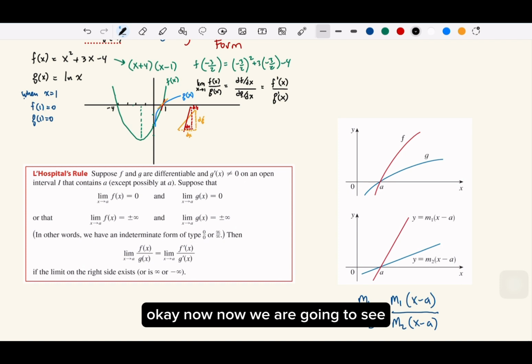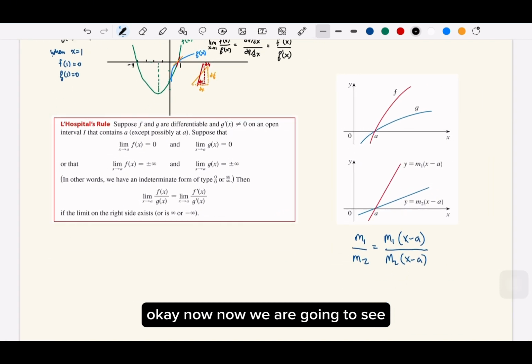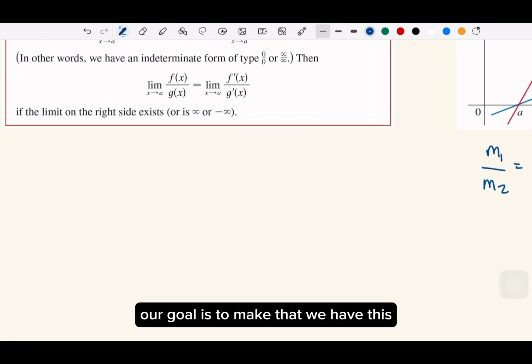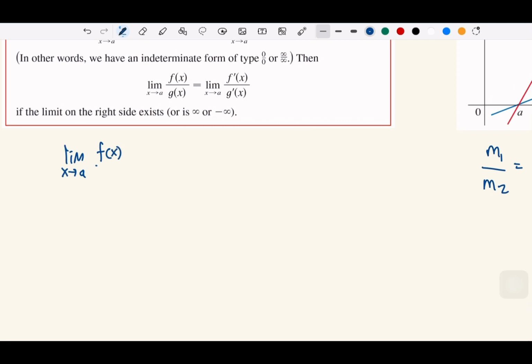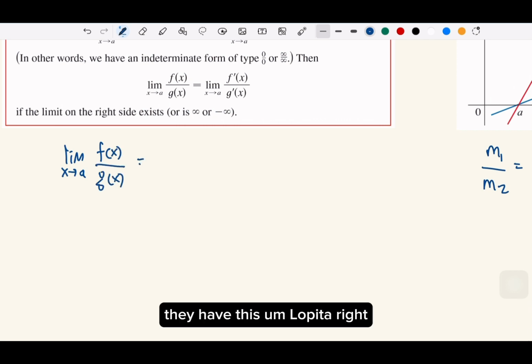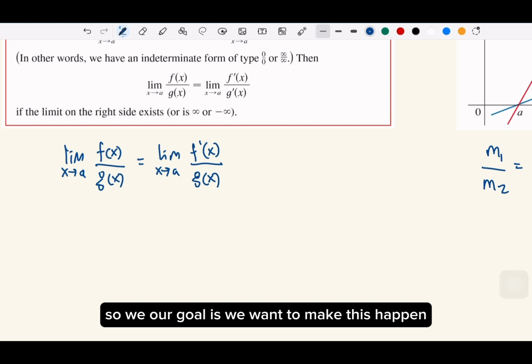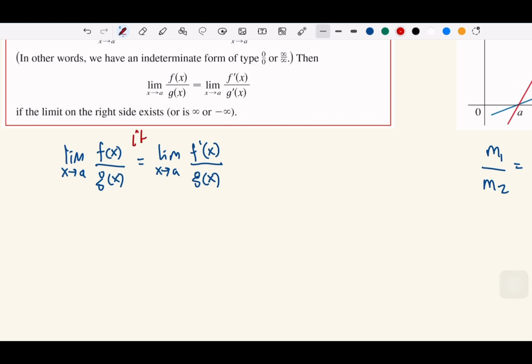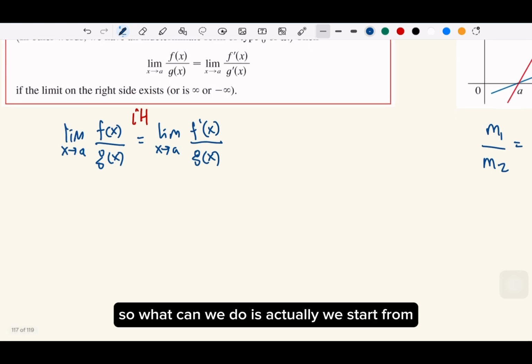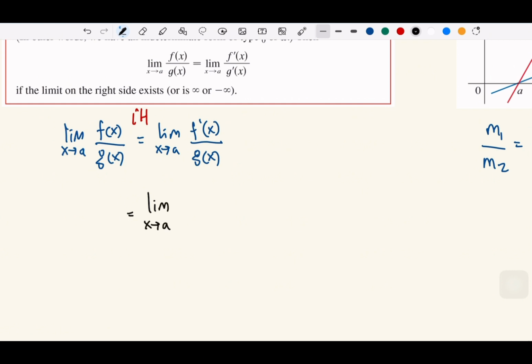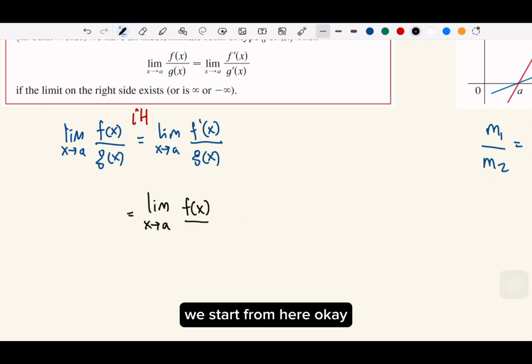Okay, now we are going to see L'Hopital, right? Our goal is we want to make this happen. So what we can do is start from here.